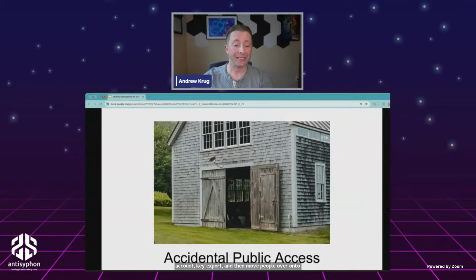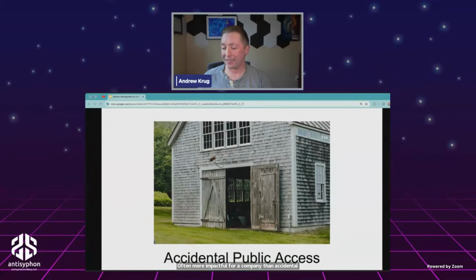We got 15 minutes left. And with that, we're going to hit accidental public access. So we talked about the public access problem. If credentials are the biggest problem in the cloud, accidental public access is right up there. And arguably, public data is often more impactful for a company than accidental credential leaks.